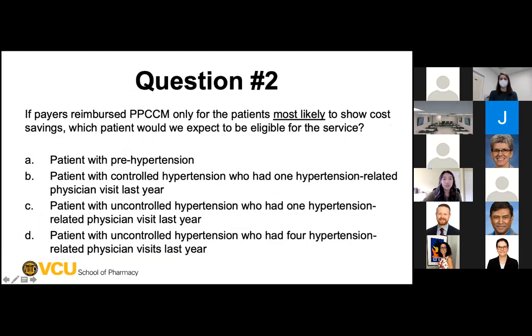So question number 2: if payers reimburse PPCCM only for the patients most likely to show cost savings, which patient would we expect to be eligible for the service? A, a patient with pre-hypertension; B, a patient with controlled hypertension who had one hypertension-related physician visit last year; C, a patient with uncontrolled hypertension who had one hypertension-related physician visit last year; or D, a patient with uncontrolled hypertension who had 4 hypertension-related physician visits last year. And you guys can feel free to answer in the chat.